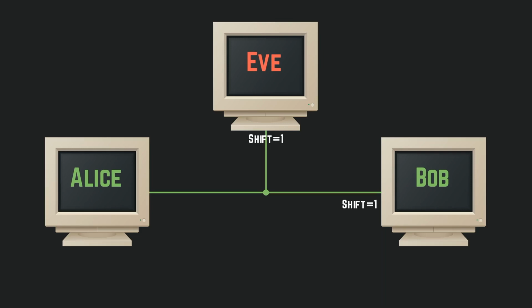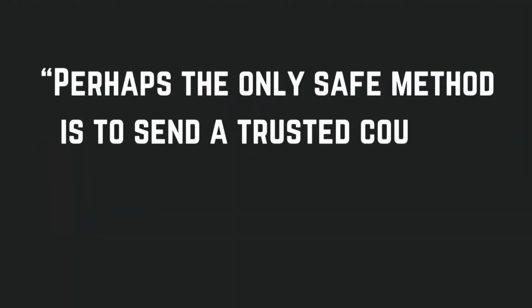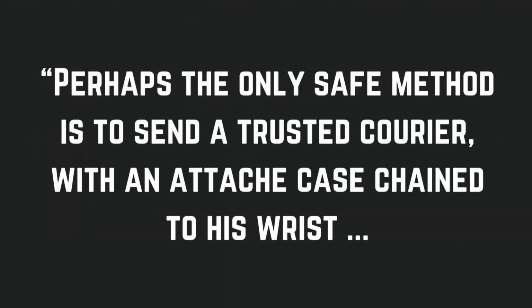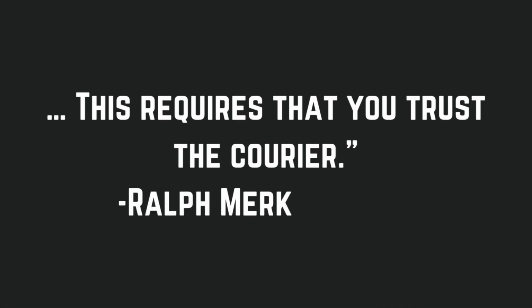In the paper titled Secure Communications over Insecure Channels, published by Ralph Merkle in 1975 and linked below, he says this of the key communication channel. "Perhaps the only safe method is to send a trusted courier, with an attaché case chained to his wrist." This requires that you trust the courier.